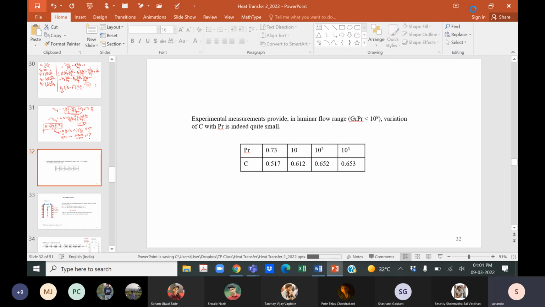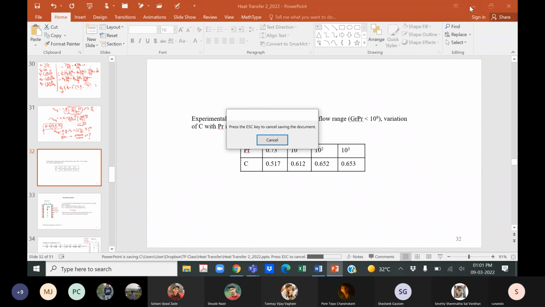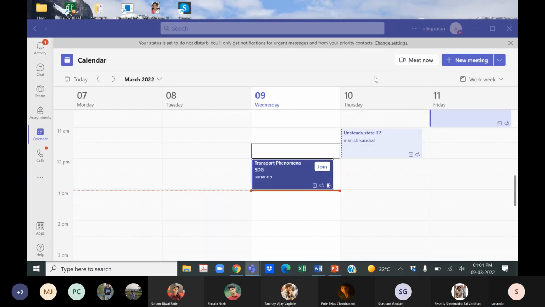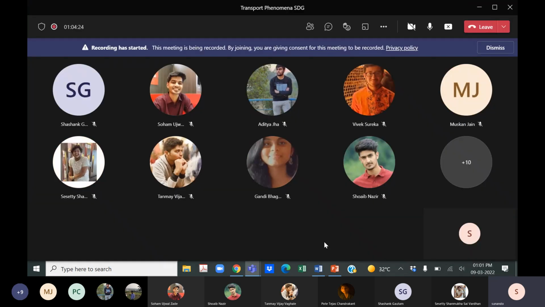Is there any question that you would like to clarify, any point? Okay, we'll meet on Thursday, Friday again for the rest of our heat transfer part.